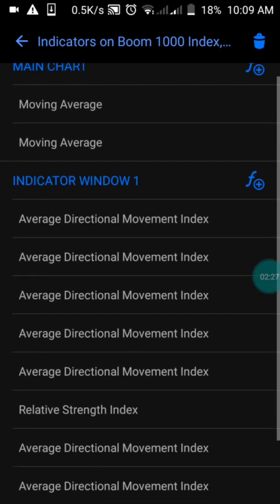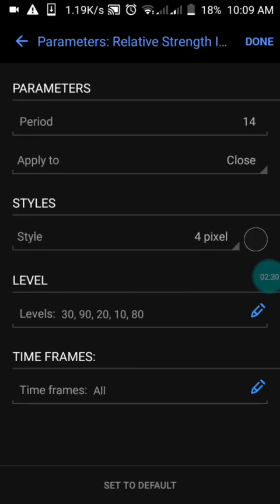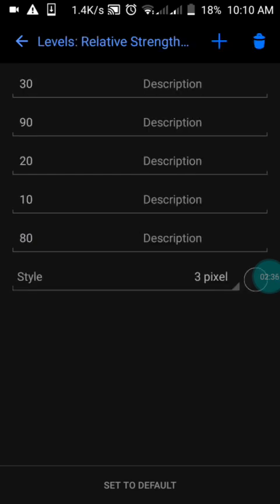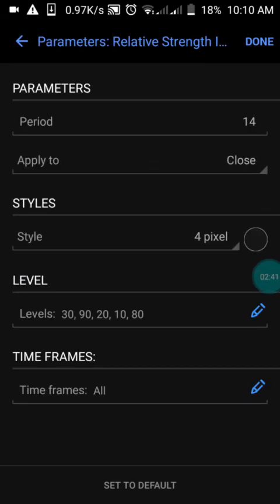So you press on done. Then we have our relative strength index. We have the period of 14, we have apply to close, we have our style to be in black color, and we have our levels at different levels. We have 30, 90, 20, 10 and 80. You just screenshot it and set it up on your phone.